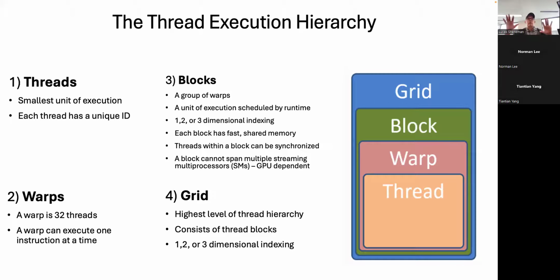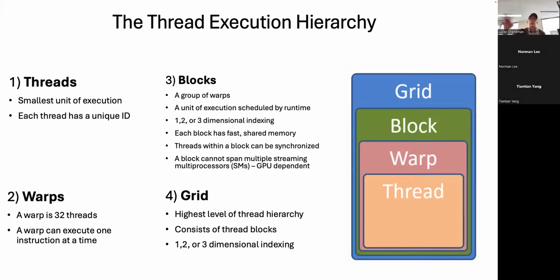So normally when you're executing the threads inside of a block, they can execute asynchronously, right? They can kind of do their thing, but you can force them to synchronize at various points. And a block itself cannot span multiple streaming multiprocessors. And then finally, you have a grid, and a grid is kind of the highest hierarchy, right? And it consists of these blocks.